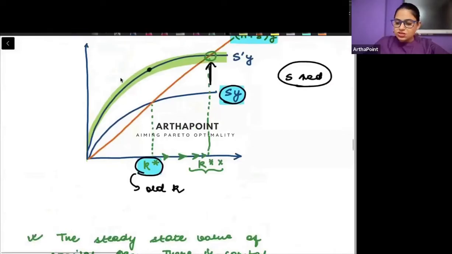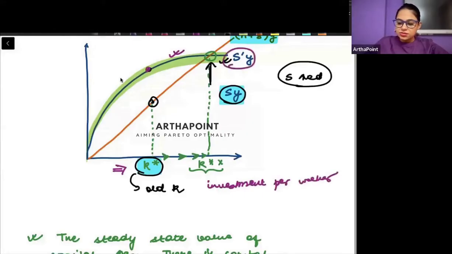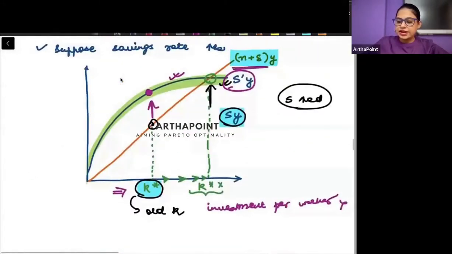Because now this is my investment curve, right? And this orange curve is my depreciation plus labor growth rate curve, right? Now my economy doesn't have this curve. This is the curve of my economy, right? So at the old steady state level of capital, investment per worker exceeds the (n plus delta) times k.